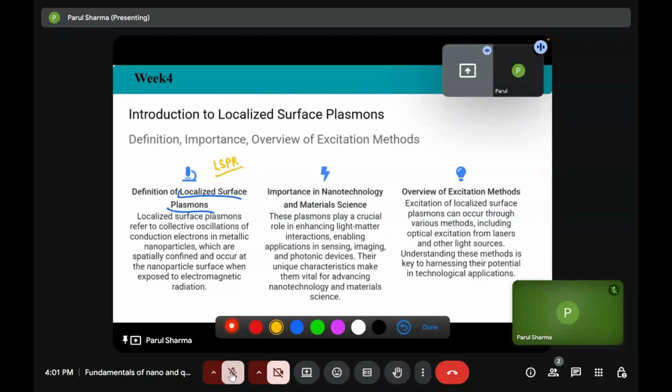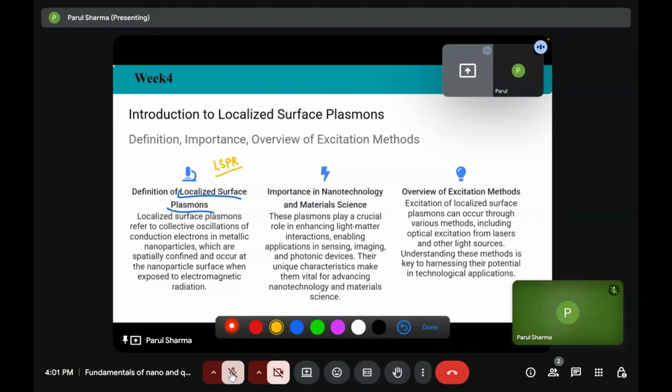So LSPR refers to collective oscillations of conduction electrons in metallic nanoparticles, which are spatially confined and occur at the nanoparticle surface when exposed to EM radiation. So, what is the importance in nanotechnology materials? These plasmons play a crucial role in enhancing light matter interactions, and we have various applications of this in sensing, imaging, and photonic devices. Their unique characteristics make them vital for advancing nanotechnology and materials science.